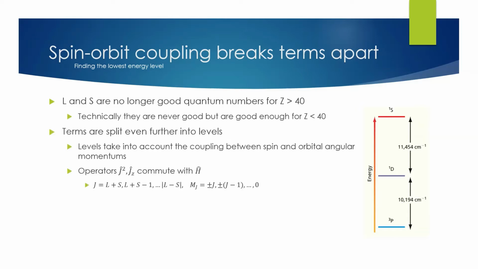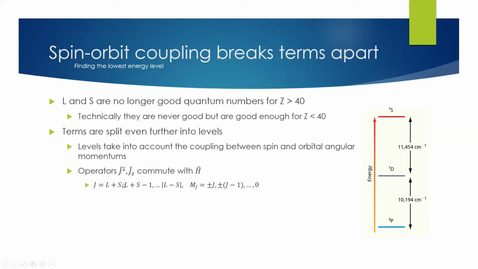So what we can do is split them up even further into energy levels. And the reason behind this, as you can see in the title here, is that there's a coupling between the electron spin angular momentum and the orbital angular momentum, and that kind of interferes with this. So we get a quantum number J. Here we have operators J squared and J sub Z. These commute with H, and they are the new good quantum numbers.